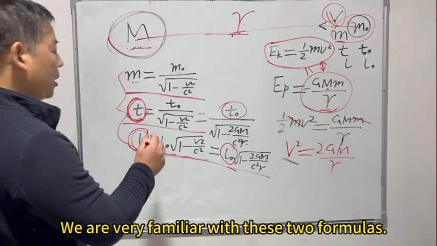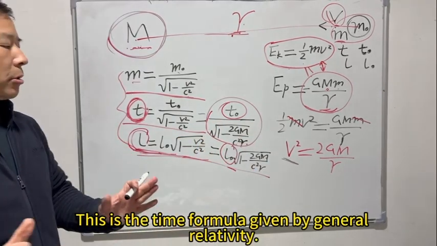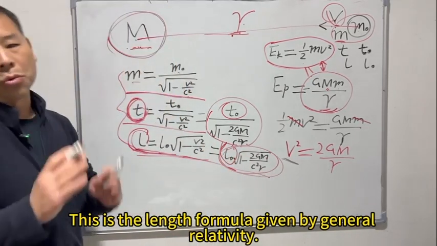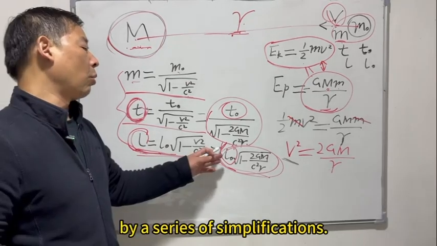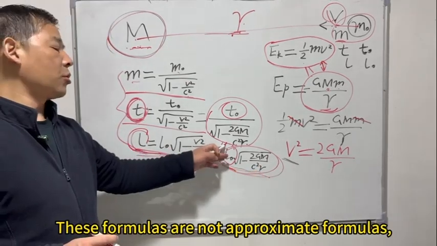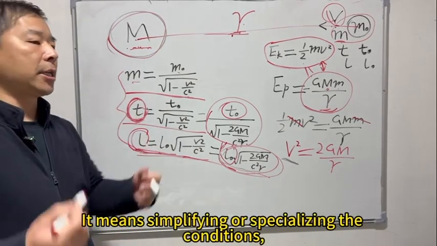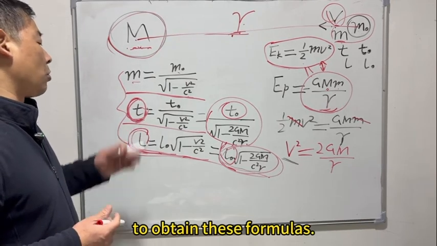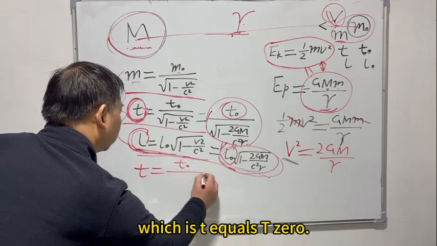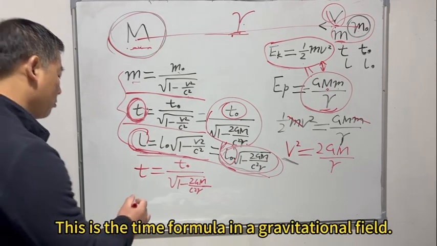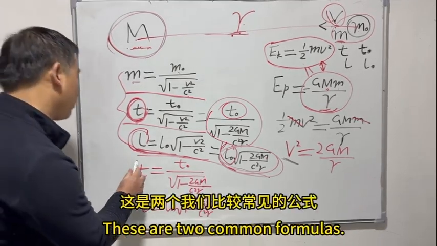Of course, we are very familiar with these two formulas. This is the time formula given by general relativity. This is the length formula given by general relativity. They can all be obtained from the gravitational field equations of general relativity through a series of simplifications. These formulas are not approximate formulas, but simplified formulas. It means simplifying or specializing the conditions to obtain these formulas. This is the more common one, which is t equals t0. This is the time formula in a gravitational field. This is the length formula in the gravitational field. These are two common formulas.